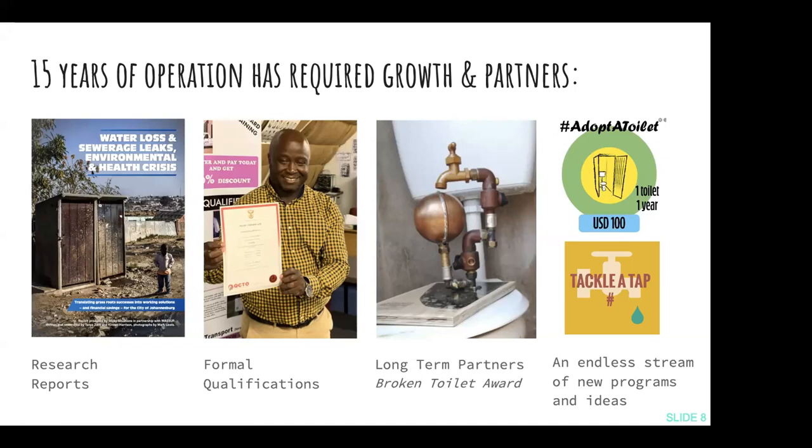It's really interesting how so few organizations are willing to fund sanitation. Water, yes, water is very sexy. Sanitation and toilets and poo and feces is not. And what's also very interesting is that over the 15 years, the long-term partners have emerged from the plumbing industry, both locally and globally. Next, please.